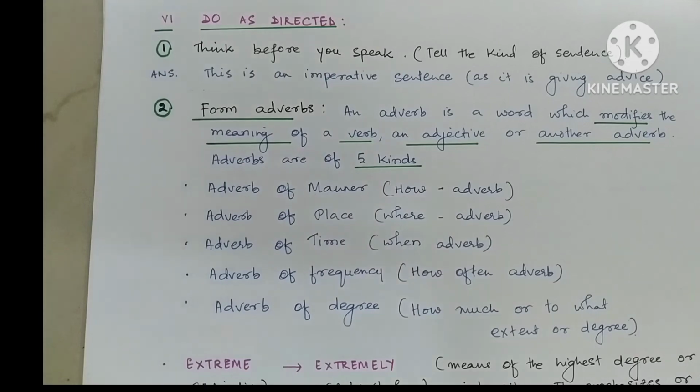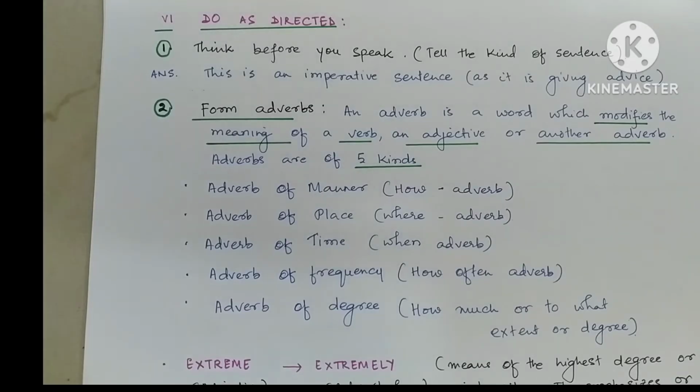Now before going over to this, let us understand what adverbs are. An adverb is a word which modifies the meaning of a verb. What is a verb? A verb is a doing word. An adverb also modifies an adjective, a describing word, or another adverb. Adverbs are of 5 kinds. Adverb of manner, which asks how. Adverb of place, which asks where. Adverb of time, when. Adverb of frequency, how often. Adverb of degree, how much or to what extent or degree.